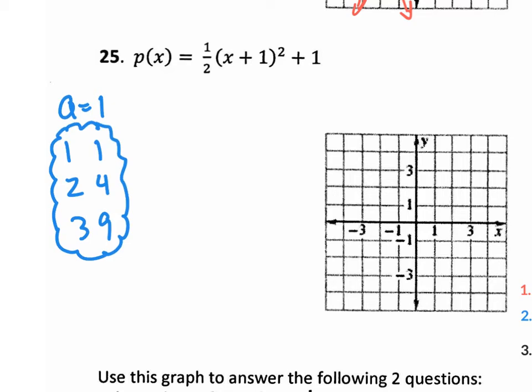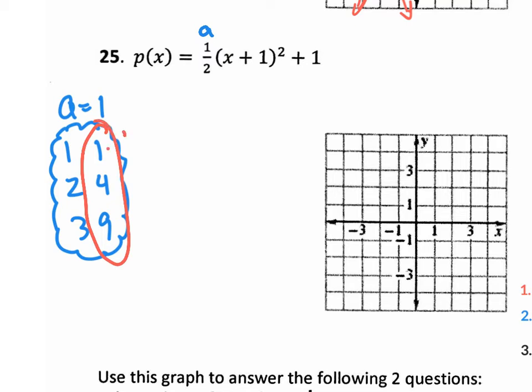From the parent graph, the actual x-y table, the coordinates. But this is a pattern because whenever the a value is 1 or -1, it's going to be exactly the same width as the parent graph parabola, so we use 1, 1, 2, 4, 3, 9. But right here, the a value is not 1, it's actually 1/2. So what we need to do is modify our outputs. These are our outputs. Modify them by that a value of 1/2.